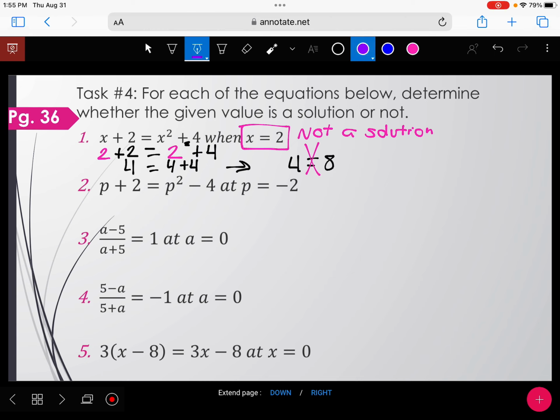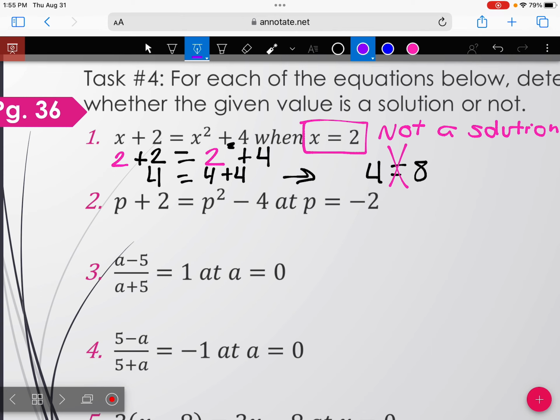Let's look at number 2 together, and then I'll have you do the last 3 on your own, or with a partner. I like partners. So on this one it says when p is negative 2. If we substitute in negative 2 in place of this p, p plus 2 equals negative 2 squared minus 4.